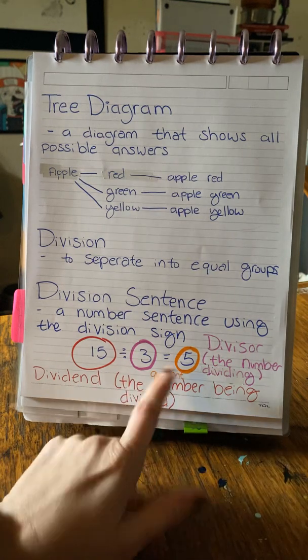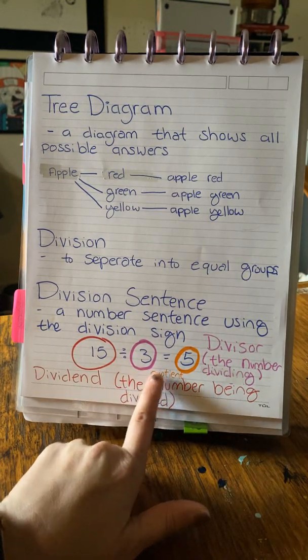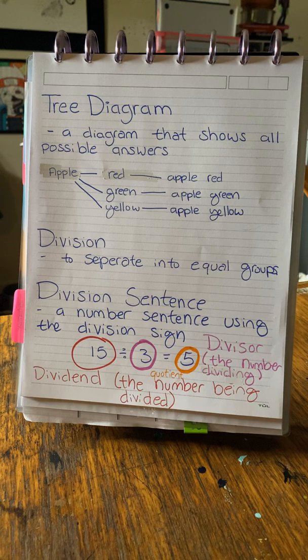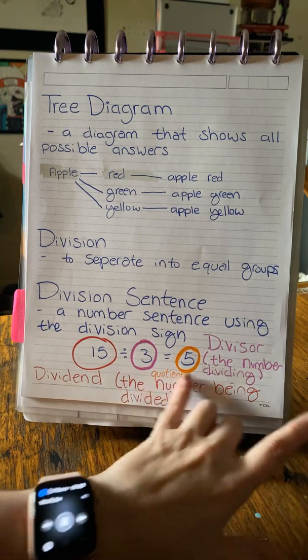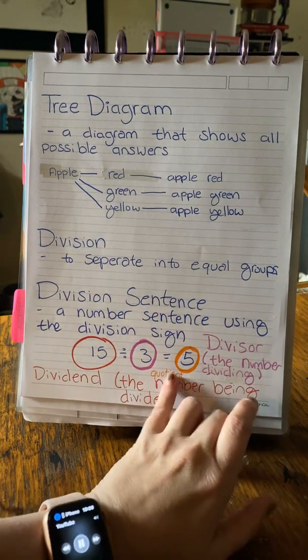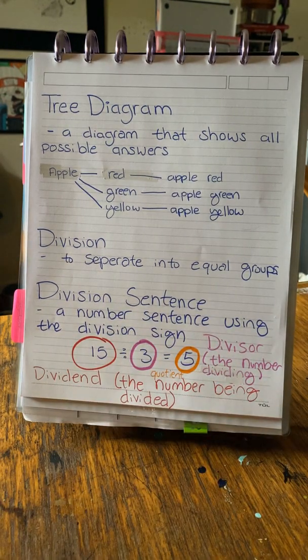Then we have the divisor. That's in pink here. The divisor is the number that is doing the division. So I remember, divisor does the division. So it's breaking that bigger number into smaller parts. And then we have our quotient. I have it circled here in orange. Quotient, that's our answer. All right, so quotient is answer.